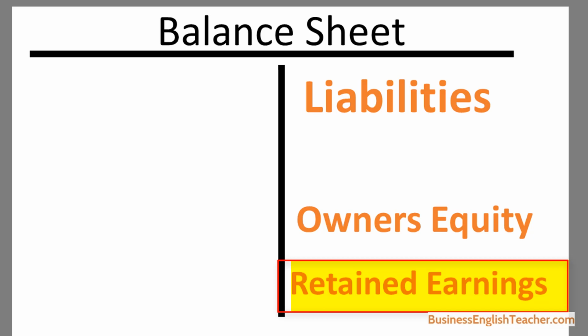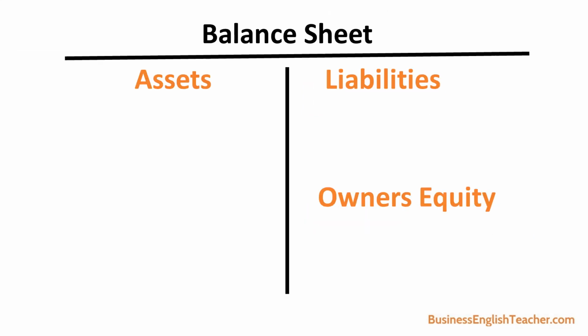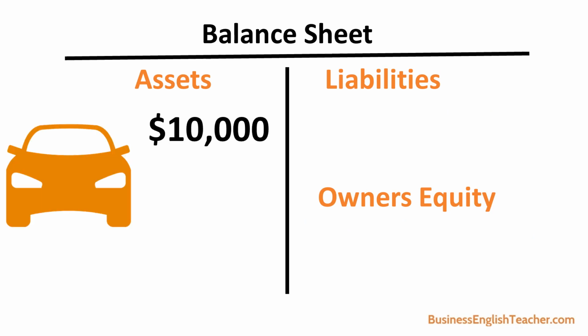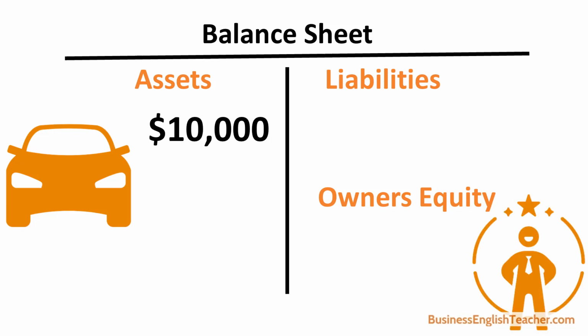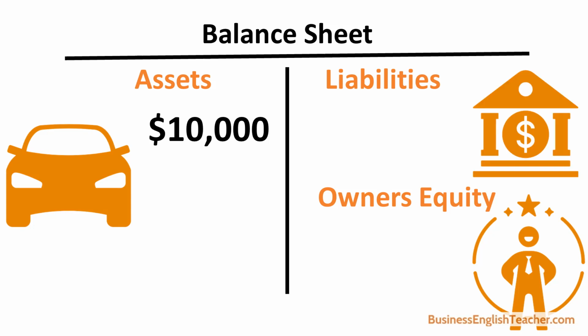So, let's understand the accounting equation with the help of an example. Assume a company buys a car for $10,000. This $10,000 is an asset of the company. Now where did this $10,000 come from? There are only two possibilities. Either the company paid from its own resources, or the company acquired a loan from somewhere, perhaps from a bank.